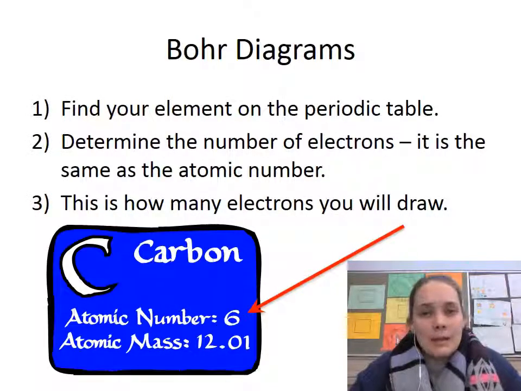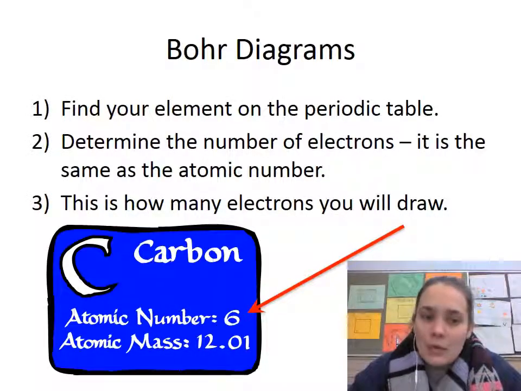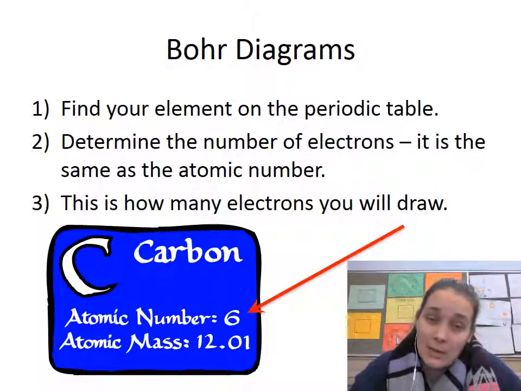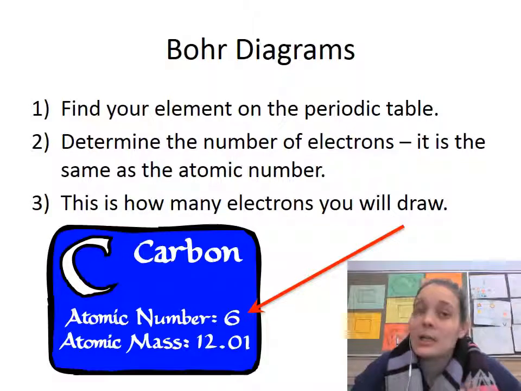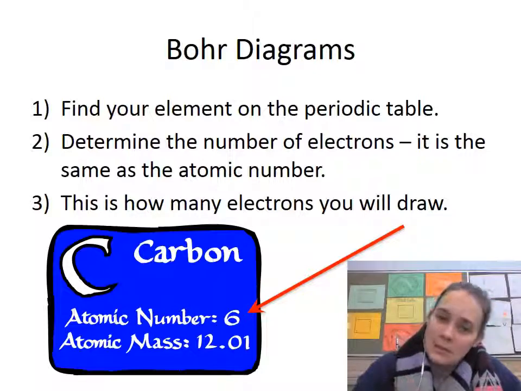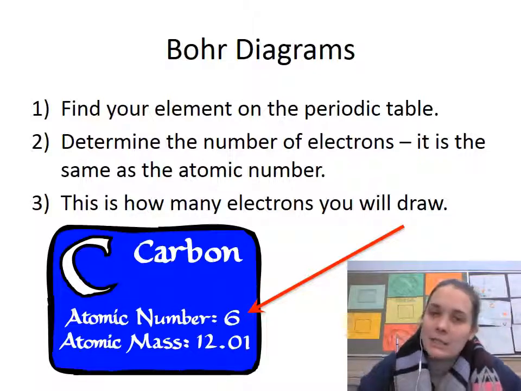So now you need to practice how to draw your diagrams. So the first thing that you need to do is find where the element is on the periodic table, because that will tell you how many shells you need and how many electrons you need in total. Once you've done that, you've determined the number of electrons. It's going to be the same as the atomic number, and that's how many electrons you need to draw in total.